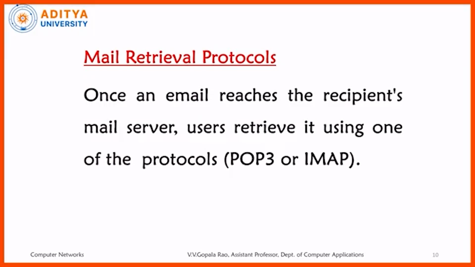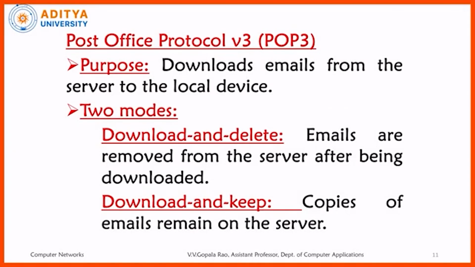Okay, then coming to mail retrieval, it also follows two important protocols. One is called POP3 and the next is IMAP. Once the mail has reached the recipient mail server, it has to use one of the protocols mentioned here. It may use POP3 or it may go for IMAP. The basic difference between POP and IMAP can be identified here.